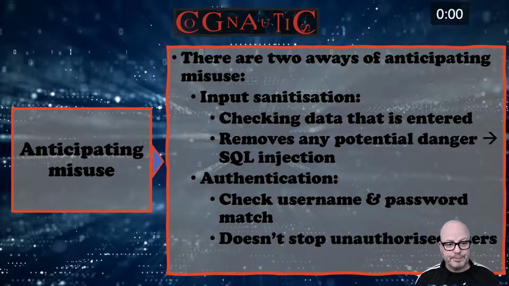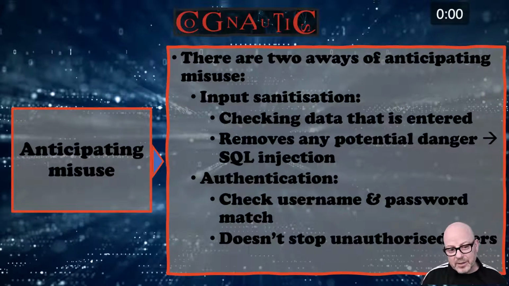So just think about what kind of validation check is behind those error messages that are being brought up. All right, we now go on to anticipating misuse. And there are just two ways of anticipating misuse. You've got input sanitization, and that's to check that the data is correct before it gets entered. For example, with SQL injection, if you do input sanitization, you make sure that the data being entered is only the data that you want to come into the system.